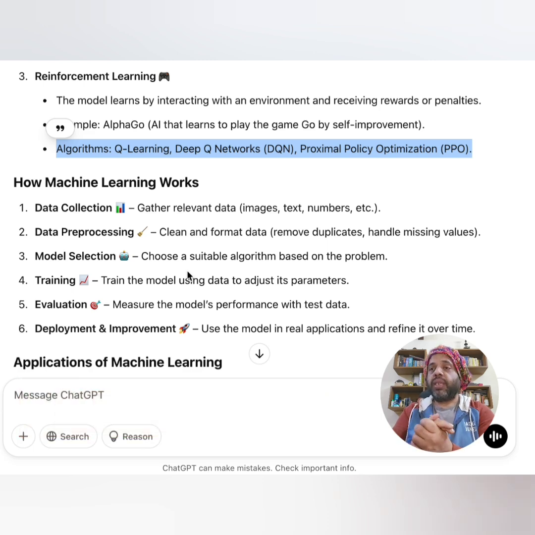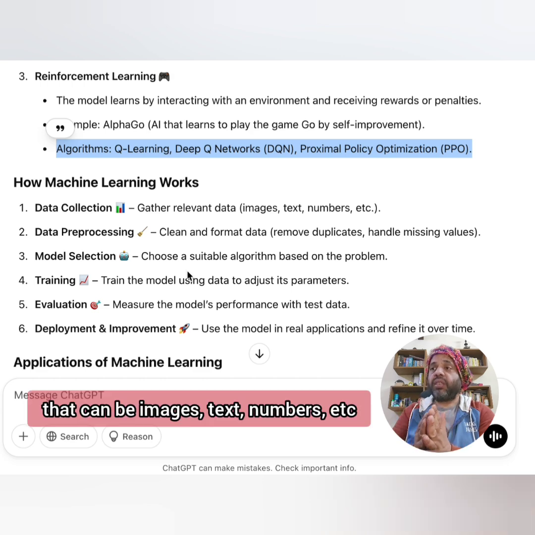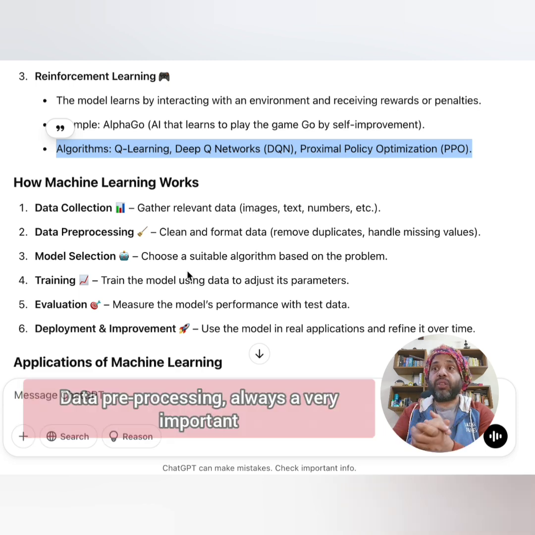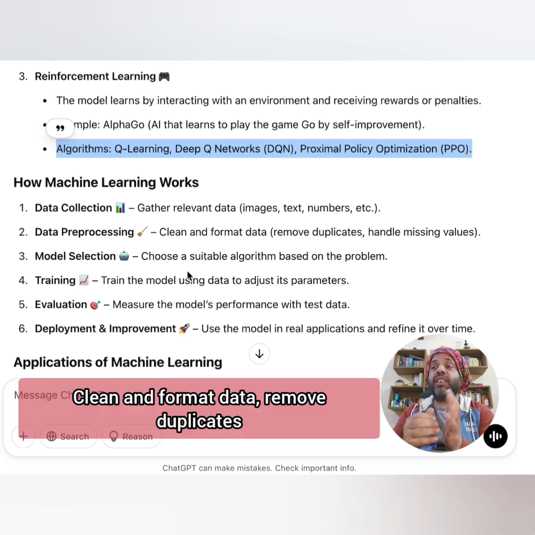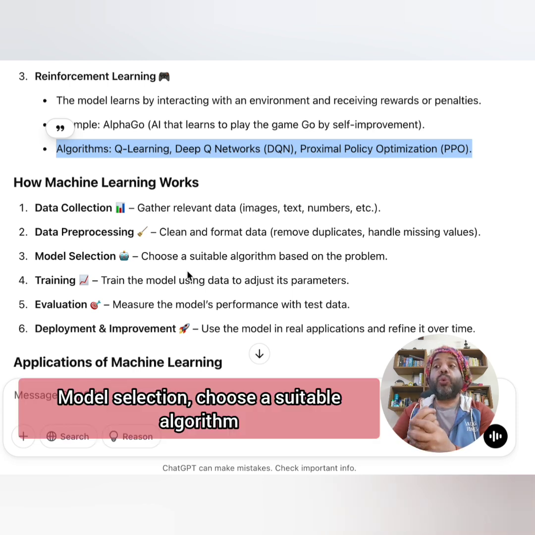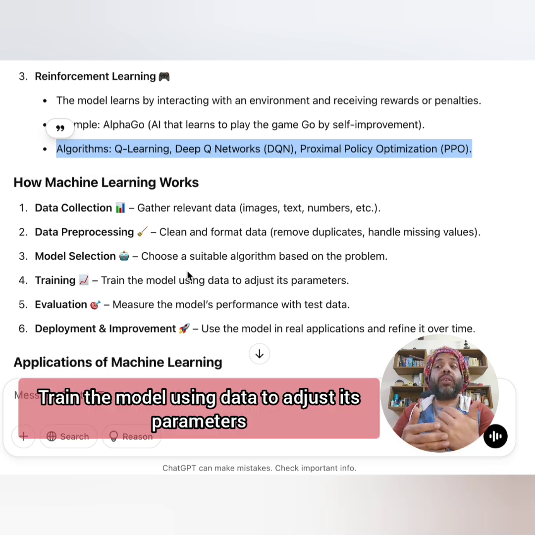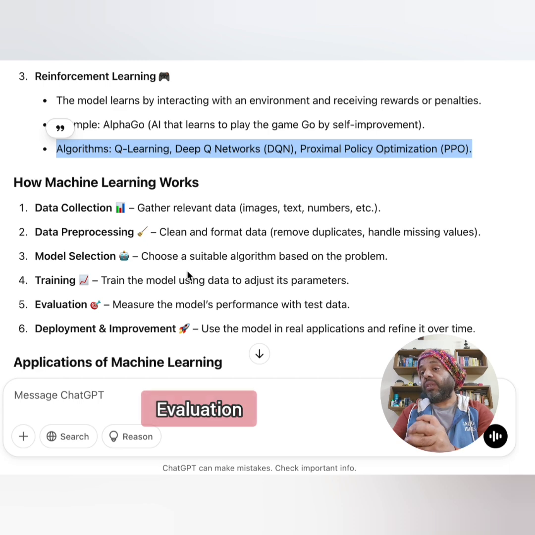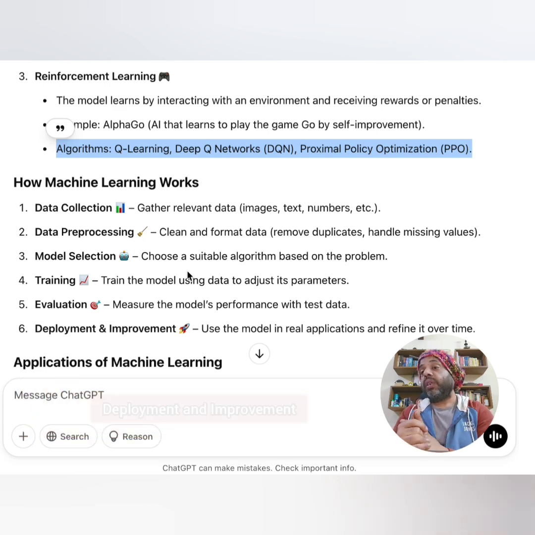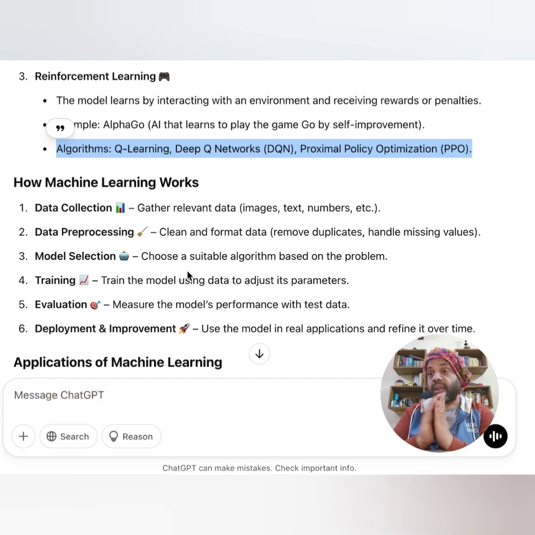How machine learning works: data collection, gather relevant data that can be images, text, numbers, etc. Data pre-processing, always a very important part of any kind of data management, right? Clean and format data, remove duplicates, handle missing values. Model selection, choose a suitable algorithm based on the problem. Training, train the model using data to adjust its parameters. Evaluation, measure the model's performance with test data. Deployment and improvement, use the model in real applications and refine it over time, right?